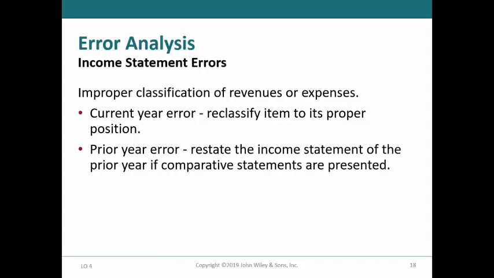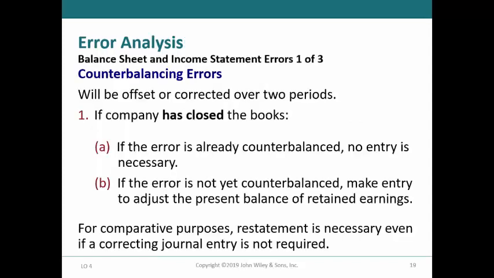This is also true for classification errors for revenues and expenses on the income statement. We would correct the error by removing it from the incorrect account and moving it to the correct account for all periods presented. An example of a classification error on the income statement might be the inclusion of interest expense incorrectly as marketing expense. Errors that affect both the balance sheet and the income statement are of two types: counterbalancing errors and non-counterbalancing errors.